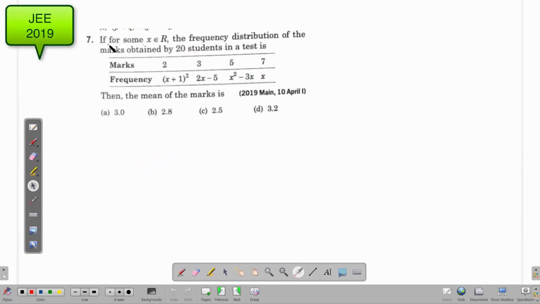In this question, for some x belonging to the set of real numbers, the frequency distribution of the marks obtained by 20 students in a test is given. These are marks, that means these are xi, and this is fi. And you know that if 20 is given to us, that means sigma fi is 20, or capital N. So this question is of frequency distribution.